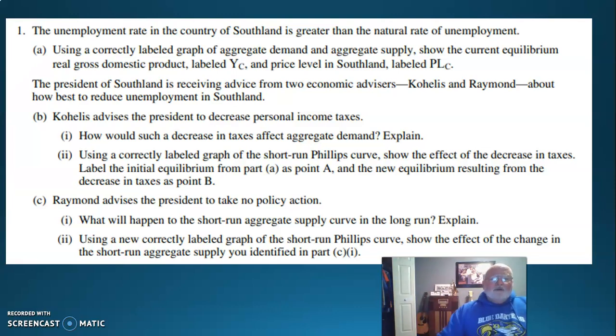The other guy, Raymond, advises the president to take no policy action.